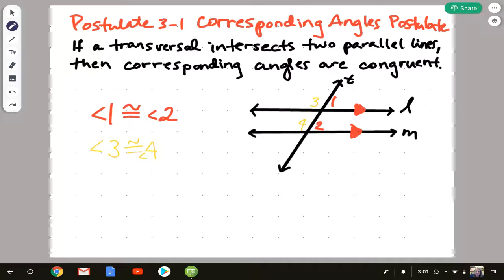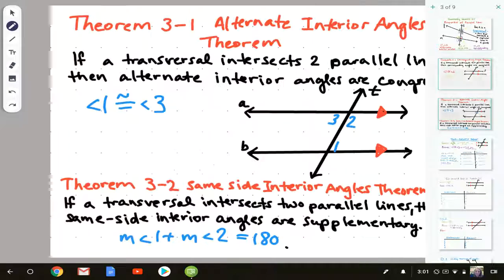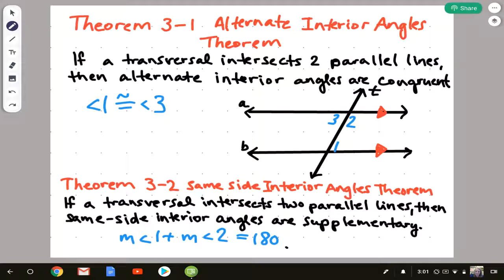Anywhere we could find two corresponding angles, we could say that they were congruent according to this postulate. Okay, after postulate 3.1, there are two theorems, theorem 3.1 and theorem 3.2. Both of these are going to be looking at the picture that's drawn in the middle. So the first one is the alternate interior angles theorem. This says if a transversal intersects two parallel lines, then alternate interior angles are congruent.